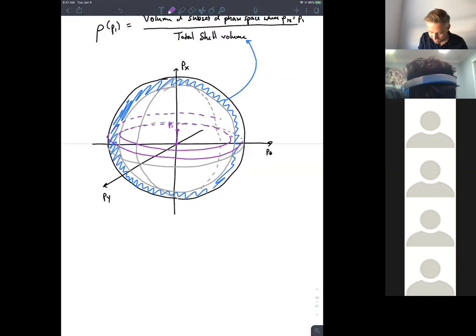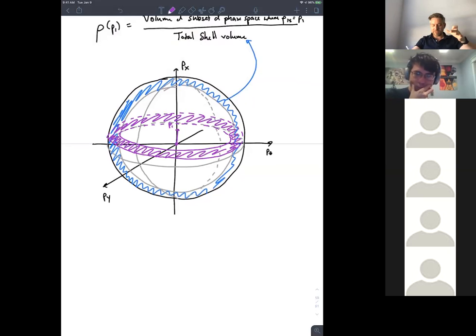Hope it's not getting too painfully busy. So we're essentially just taking a section through this sphere. And what we get is a two-dimensional ring. Okay, and that ring are those states that correspond to this x component of our momentum having this constant value P1. Does that make sense?